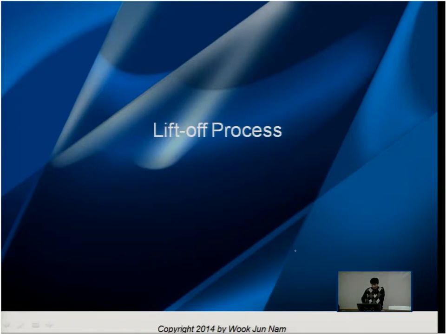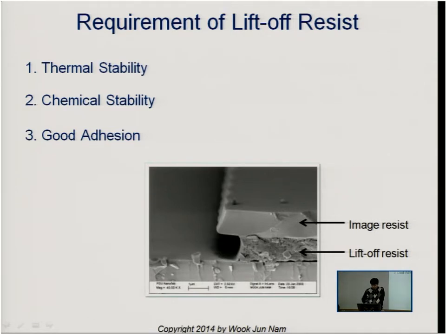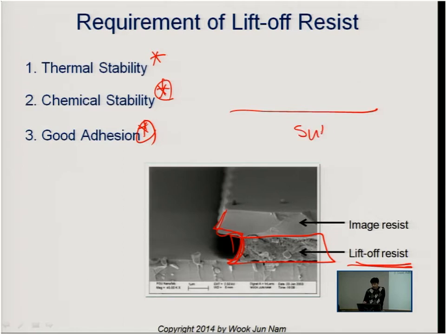So, the lift-off process. The lift-off process is making these undercut structures. And the lift-off process needs some special resist called a lift-off resist. The lift-off resist should be thermally stable and chemically stable, and also should have good adhesion, because if this is a substrate, the lift-off resist is always coated first. And then after that, you need to coat another resist layer. We call that an imaging resist.